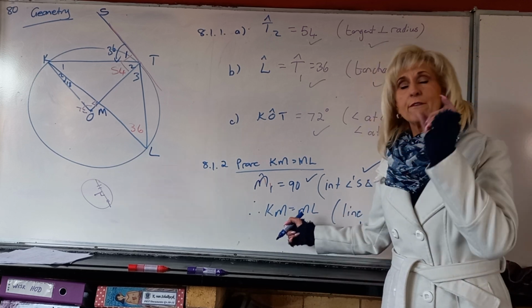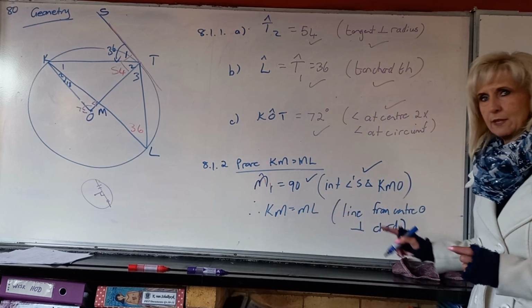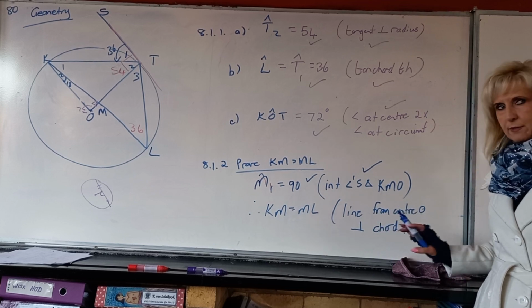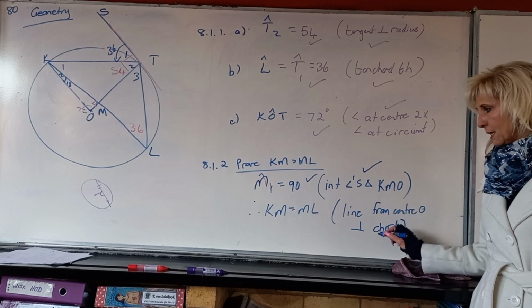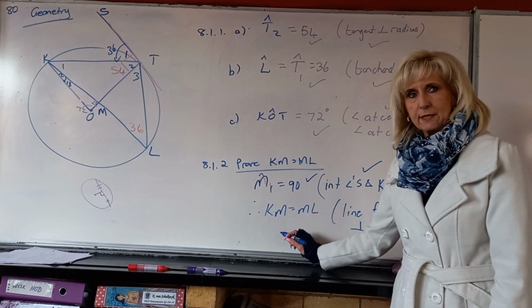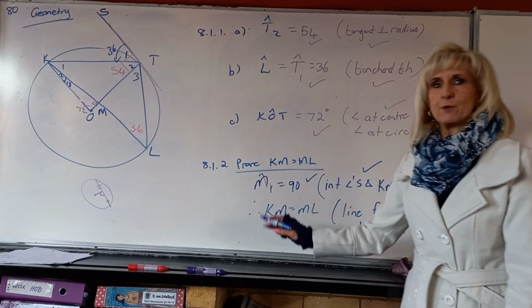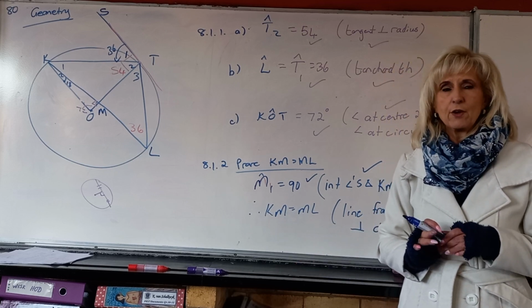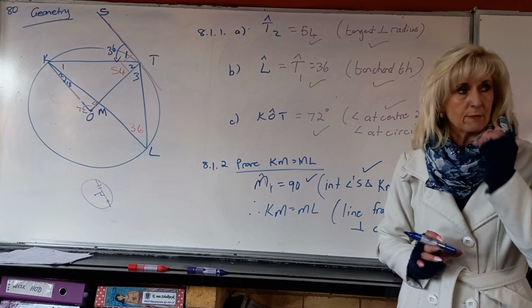Are you with me? You've got to have the right reason. You will not get the mark if you say line from the center to the center of a chord. That's not right. If it's perpendicular, it will be bisected. If it's bisected, it will be perpendicular. You've got to get the right question with the right answer. Okay, so next questions for next time in geometry.